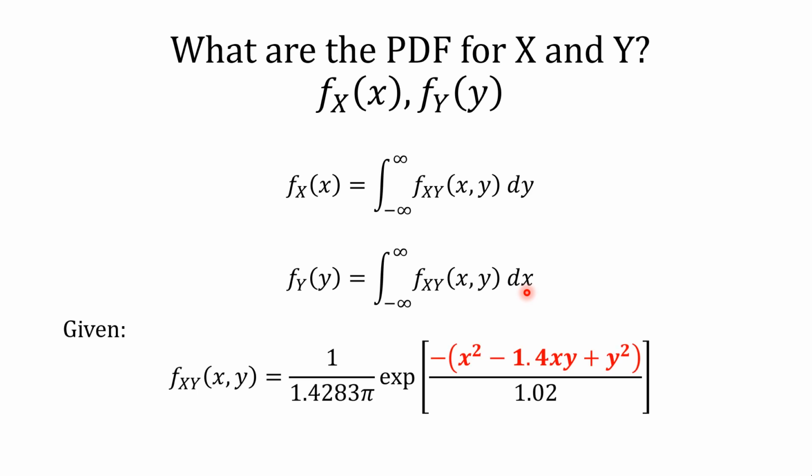Given a bivariate PDF is this one here, so we need to concentrate on this equation. It should be written such that while calculating fx of x, all x terms are taken as a constant because it is integrated with respect to y. Similarly, while calculating fy of y, all y terms should be taken outside the integration because it is integrated with respect to x. Let us do some arrangement to this equation using a technique called completing the square.